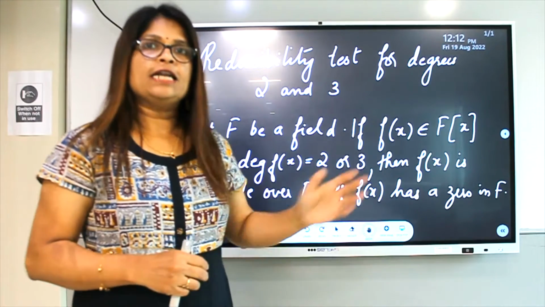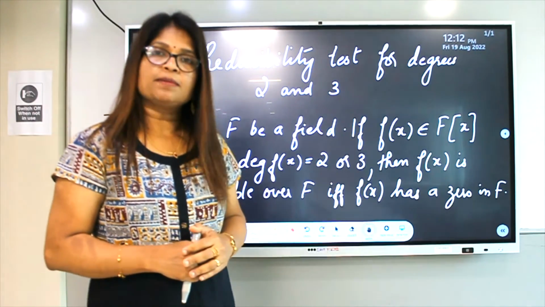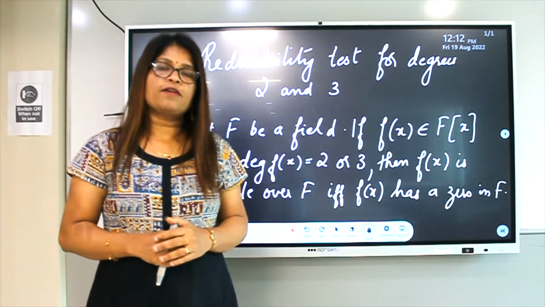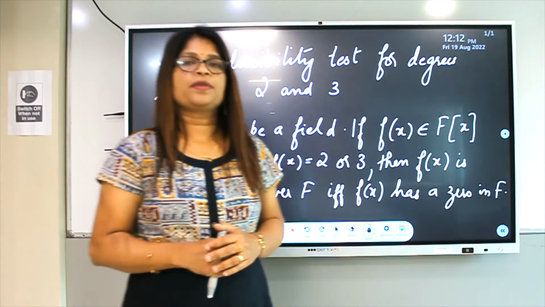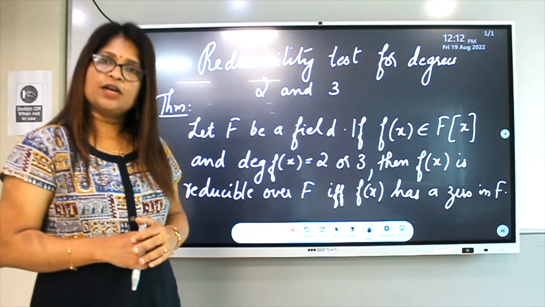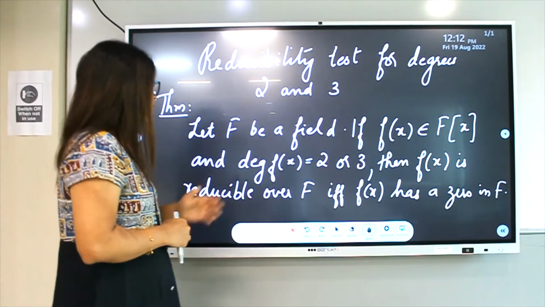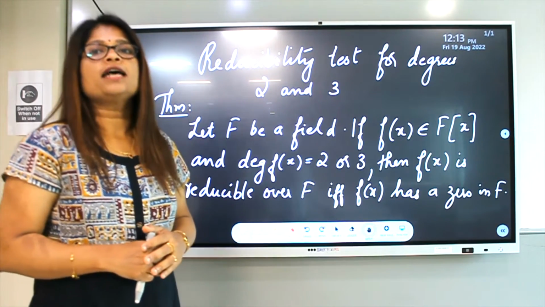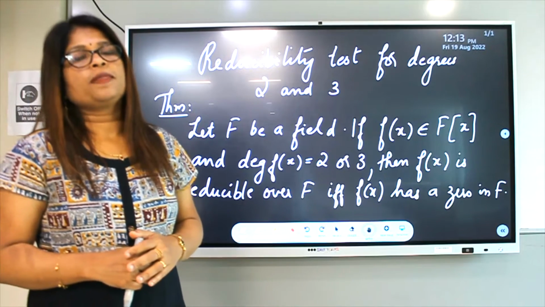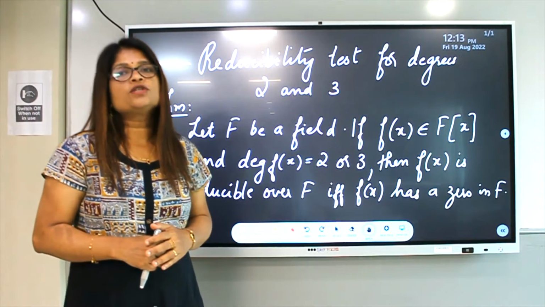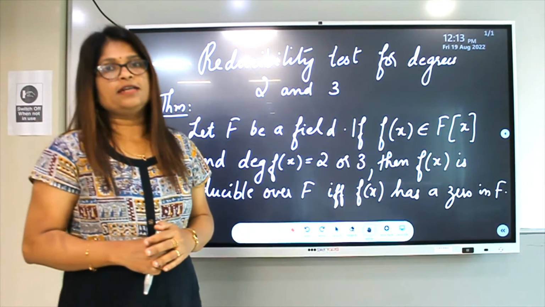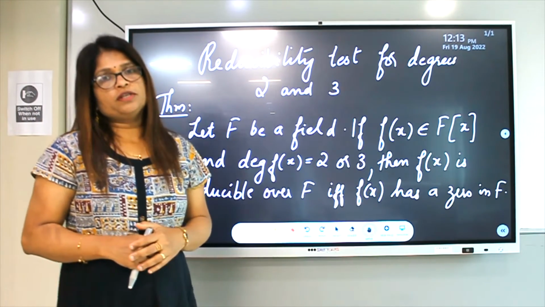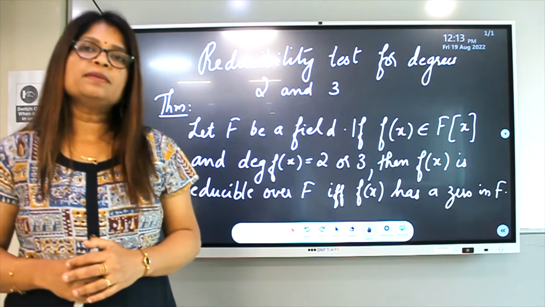Let F be a field, and if f(x) is a polynomial in F[x] and the degree of f(x) is 2 or 3, then f(x) is reducible over F if and only if f(x) has a zero in F. This is the first theorem, which is going to be applied to the examples that we have explained earlier. How do we prove this? The proof is very simple.